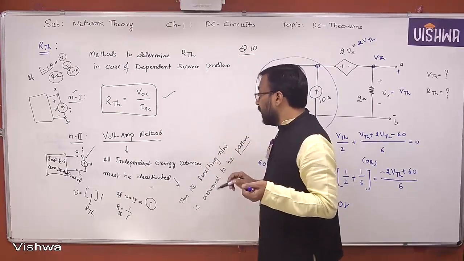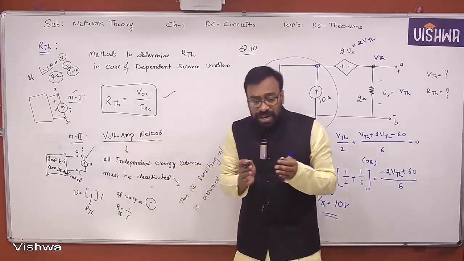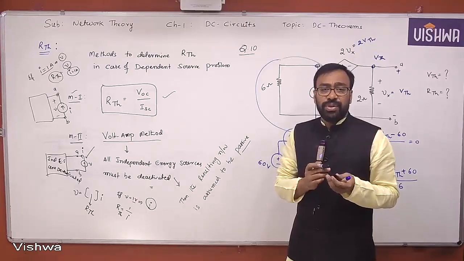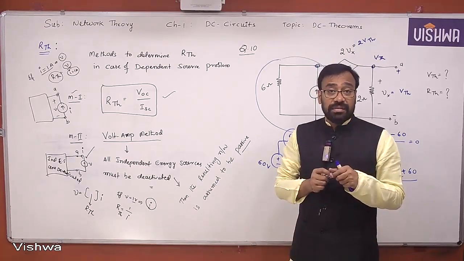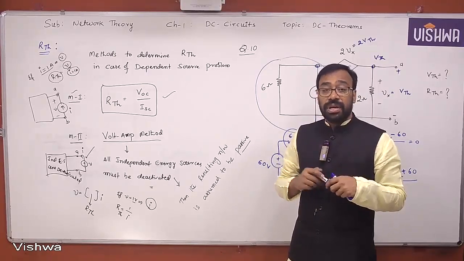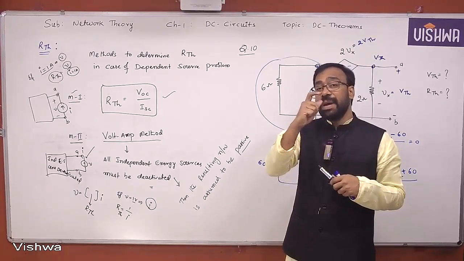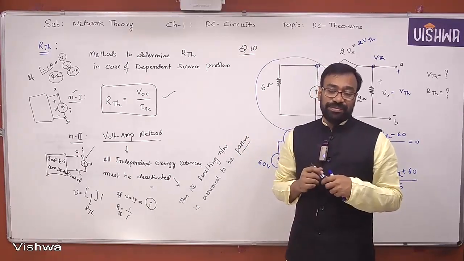Okay. Now, the other method is what? Ohm technique. But to apply this technique, what is the important condition to be observed here? The network must be passive. Understand? The method is applicable only to a passive network. Okay. The method is applicable to only passive network. Now you need to convert the given network into passive.